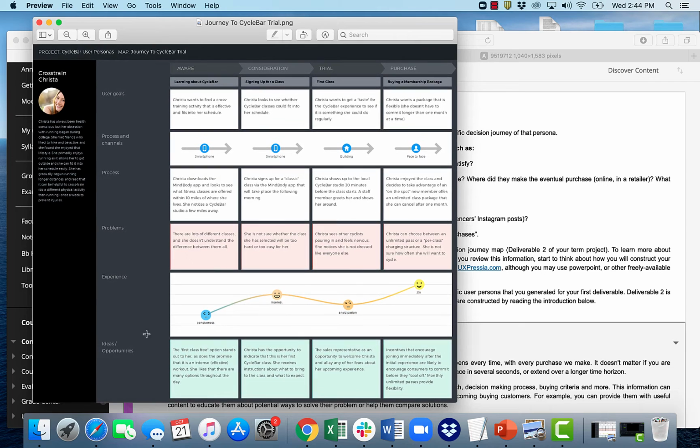Okay, and then this is something I want to emphasize down here at the bottom, ideas and opportunities. These are opportunities for marketers. So here, for example, Krista has the opportunity to indicate that this is her first cycle bar class. She receives instructions about what to bring to the class and what to expect. So opportunities for marketers to reduce any kind of trepidation that Krista has about the course, opportunities to make the experience more seamless for her.